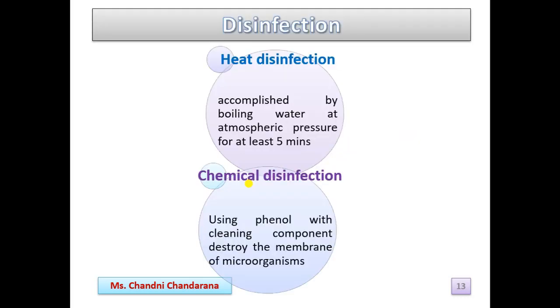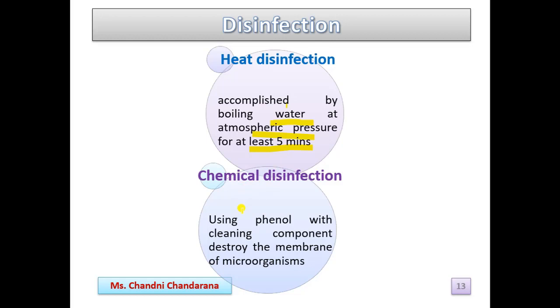Now we will see disinfection. What are the types of disinfection? There are generally two types: heat disinfection and chemical disinfection. So what is heat disinfection? It is accomplished by boiling water at atmospheric pressure for at least 5 minutes. In heat disinfection, we can disinfect our product by boiling in water at atmospheric pressure for 5 minutes.